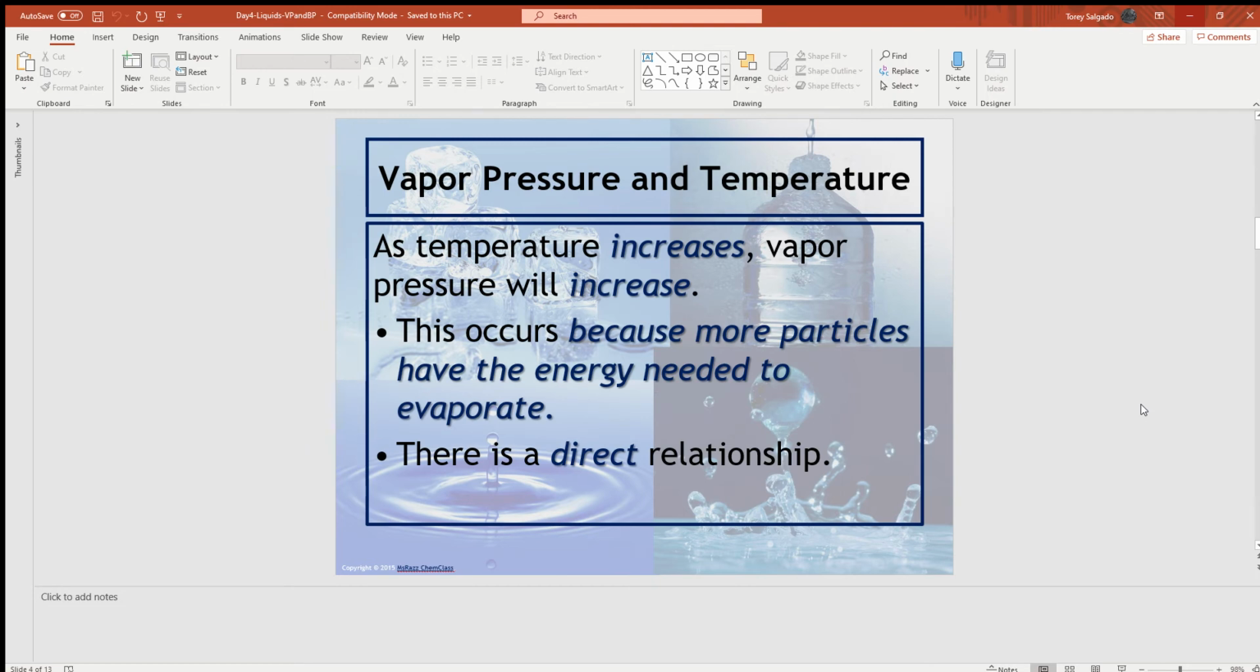So one more time, vapor pressure is that pressure of gas building up inside that closed container. As temperature increases, vapor pressure will increase. So we have another direct relationship. This occurs because more particles have the energy needed to evaporate. As you increase the temperature, you are increasing the kinetic energy, and that means more of those liquid molecules can turn into gas particles, and that means you have more vapor pressure. If we're adding more molecules into that area, there are going to be more collisions and the pressure is going to be higher. So it's all related.